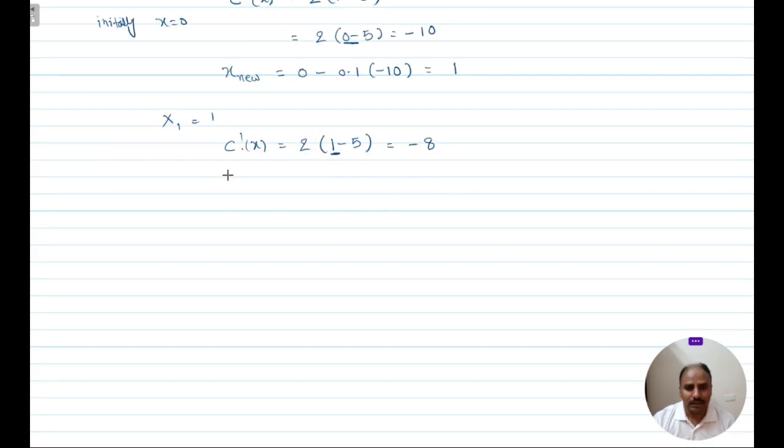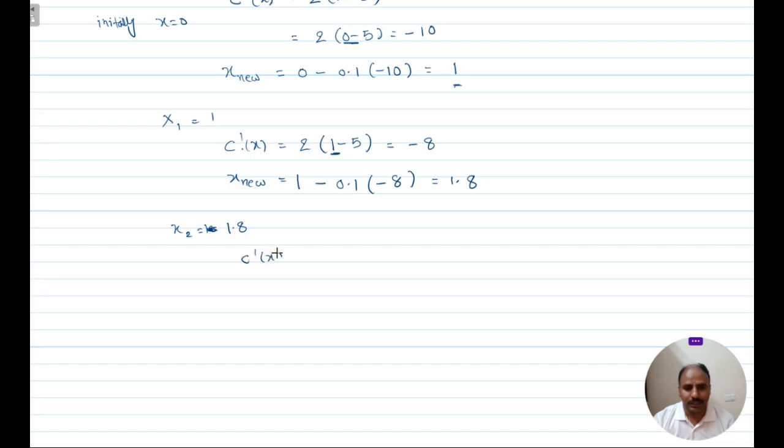Now what is the x new here? It is equal to x old, which is 1 because x1, minus 0.1 of minus 8. So this will give you 0.8 plus 1, that is 1.8. Now x2, you can take it, x2 is 1.8.